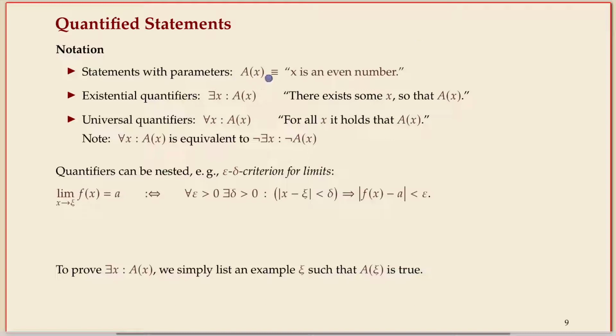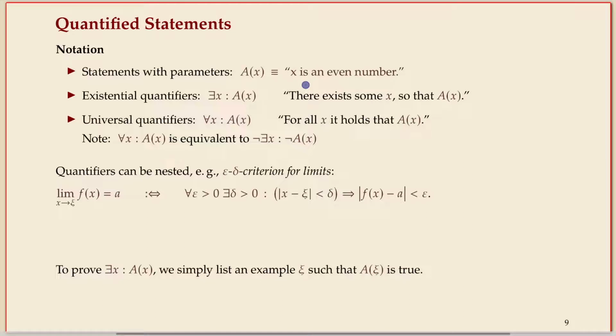The first thing we need is statements that have a parameter. So it's basically a placeholder for something, some object, a number in this case. I'll write A of x for a statement that has something to say about this value x. And that could be, from our example, x is an even number.